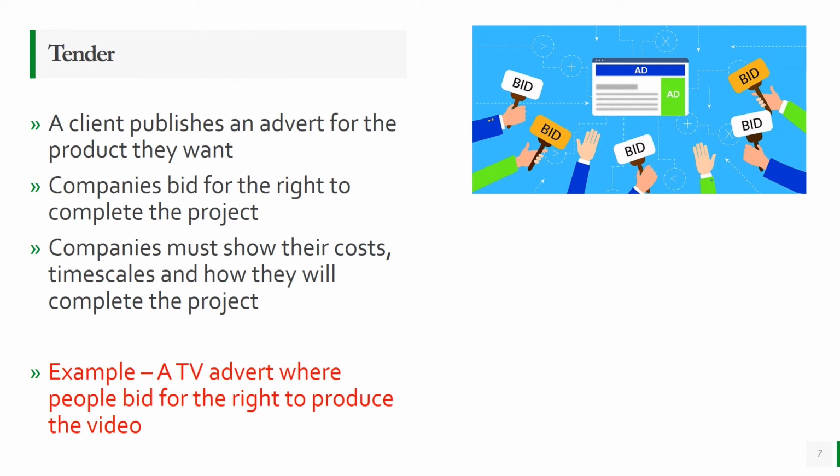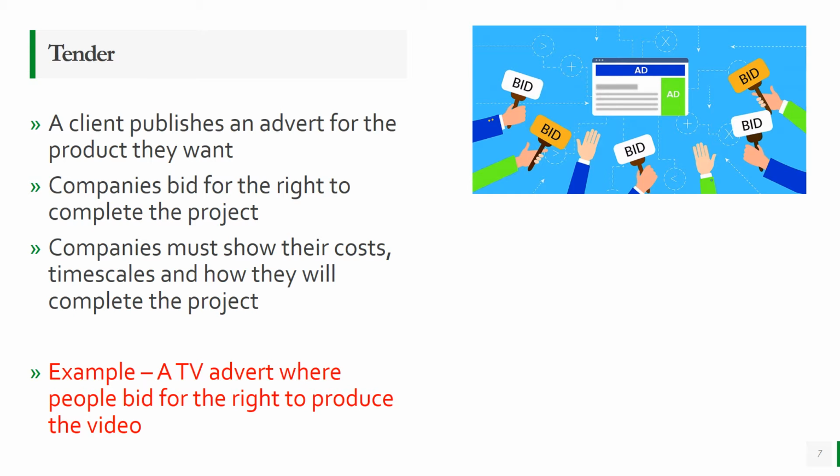A tender type of client brief is quite an interesting one because the client actually publishes an advert for the product that they want. So as an example, you might have completed a new product that you want advertising and you're not exactly sure what to do. So you could publish an advert to say, we want an advert creating for our product. Someone needs to bid. If you successfully win the bid, then you will get the money for this advert.